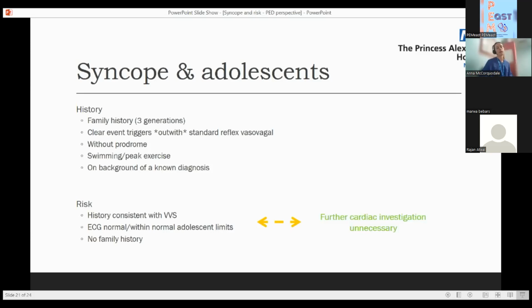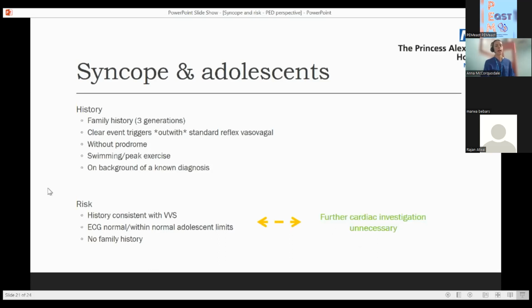And on the background of a known diagnosis, whether that be congenital heart disease or otherwise. Your risk drops if your history is very consistent with vasovagal syncope, if your ECG is normal or within normal adolescent limits, and I would allow for a little bit of left ventricular hypertrophy with a clearly vasovagal history, if that's the only finding on your ECG. That happens in many, many skinny adolescents, and if there's no family history. In these circumstances, these are the people I want you to reassure, and that further cardiac investigation really is unnecessary.